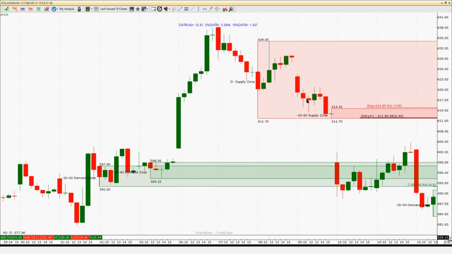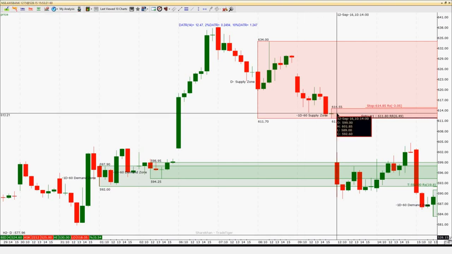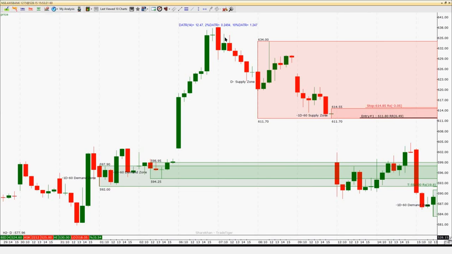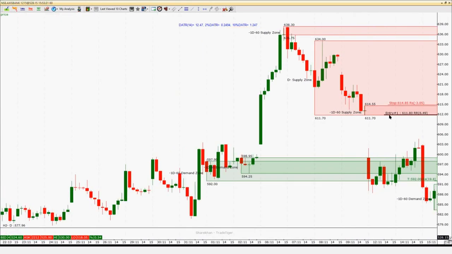Now look at this. This is the source of engulf that I have marked, 611 to 614, and the origin of this down move is here. This is the origin of the engulf, way above that, right? So my next step is, I'll plan my entry and stop loss here. Looking at this authentic engulf, I want to be in this trade as soon as possible.